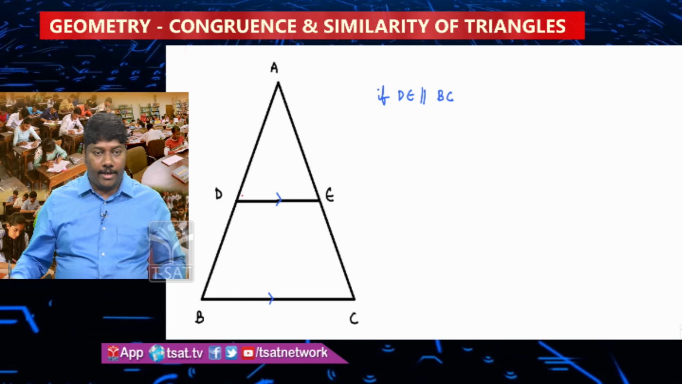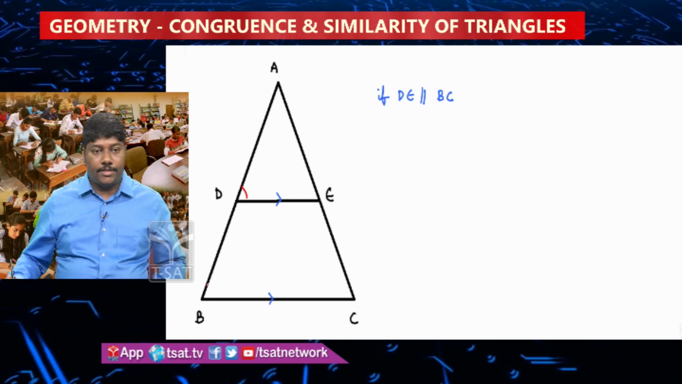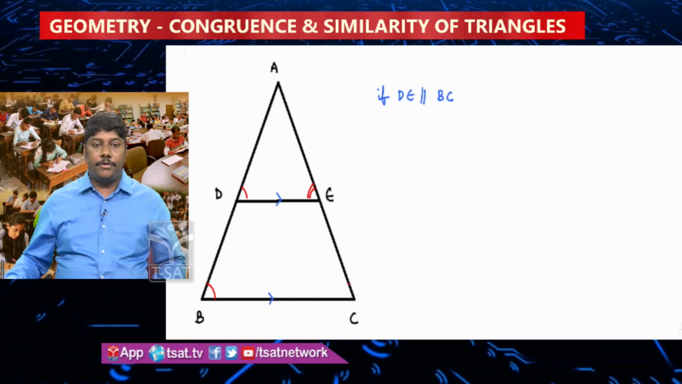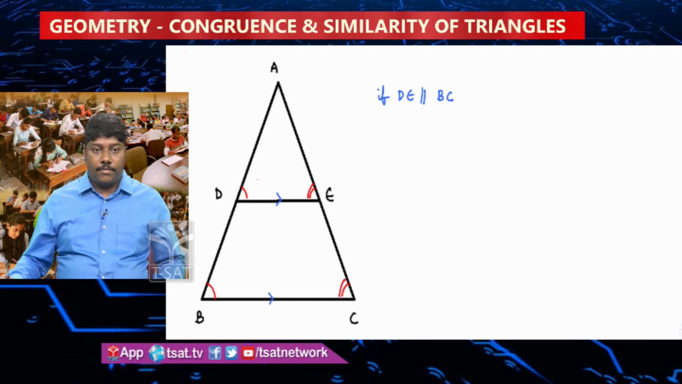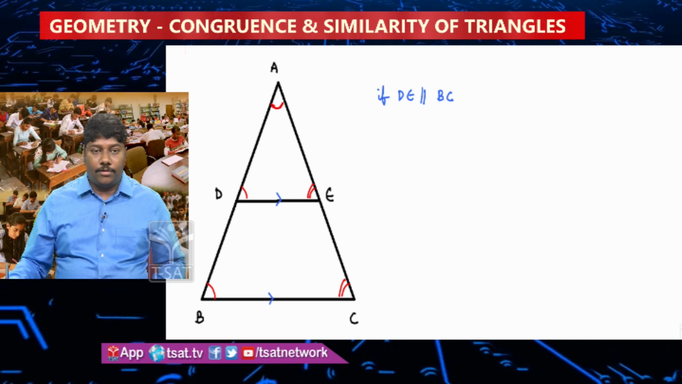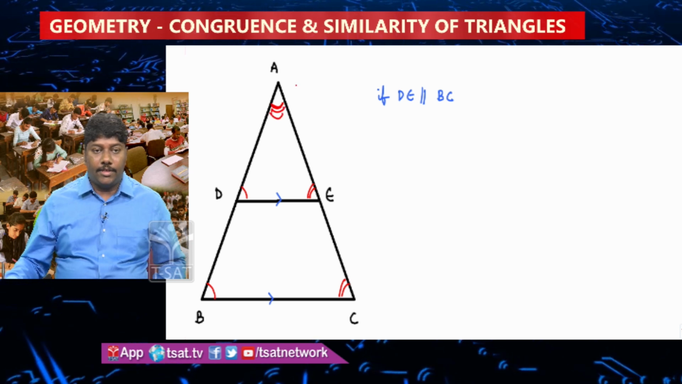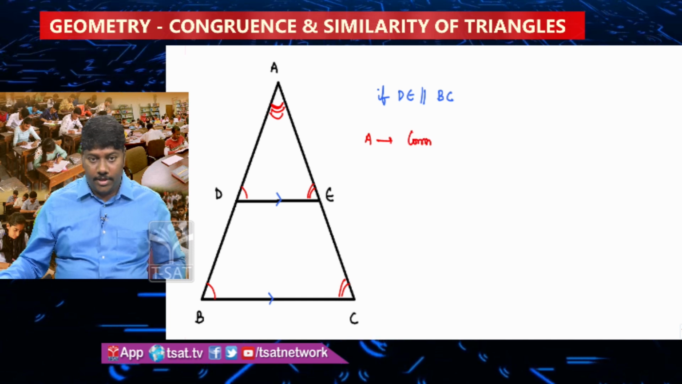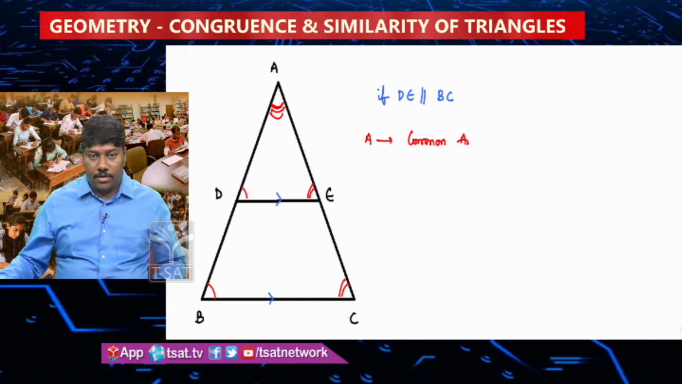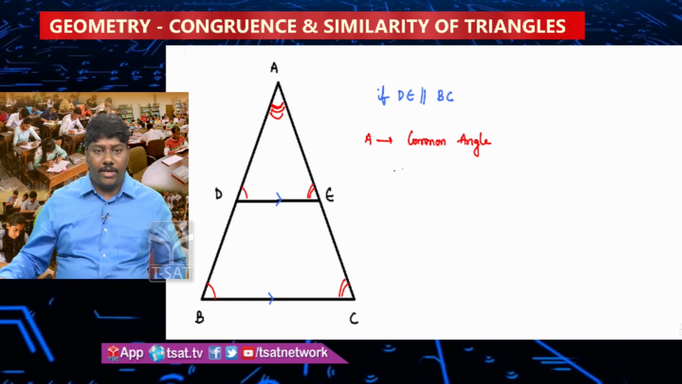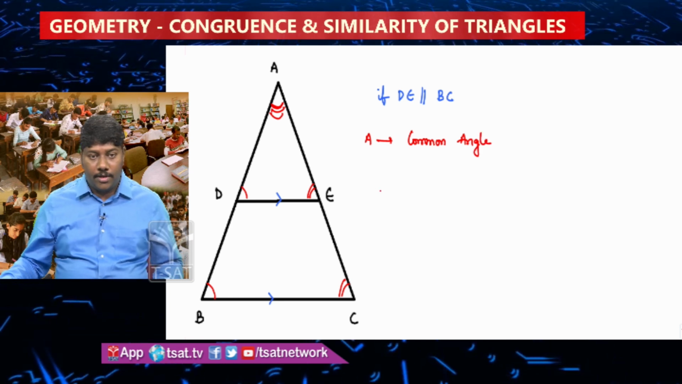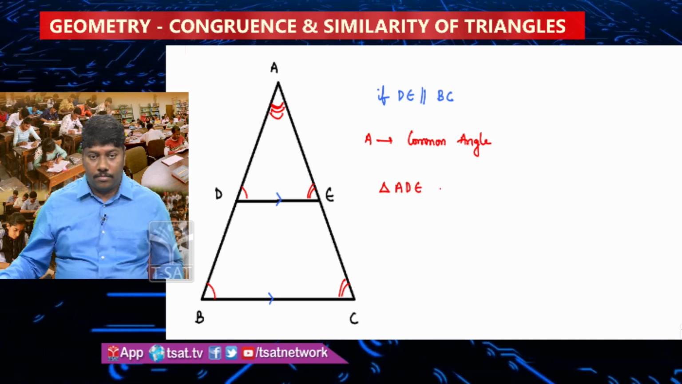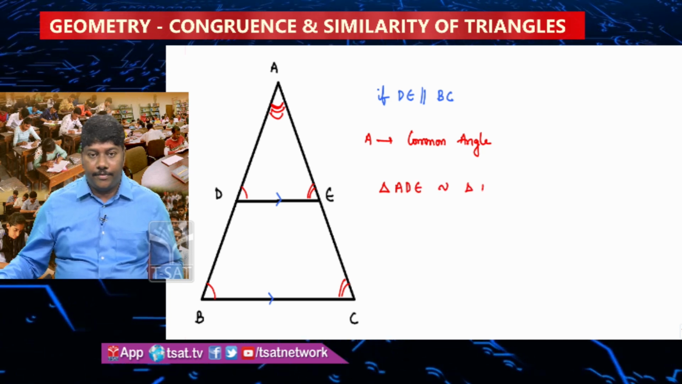yesterday we have seen about angles. These are corresponding angles. Angle B is equal to angle D. In the same manner, angle C is equal to angle E. And angle A is common to both triangles. Here, what are the triangles that I am referring to? Triangle ADE is similar to triangle ABC.